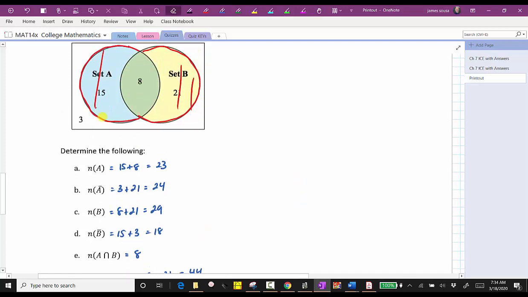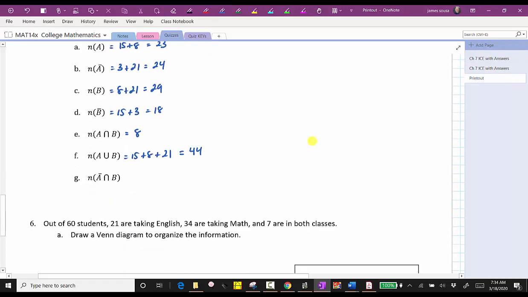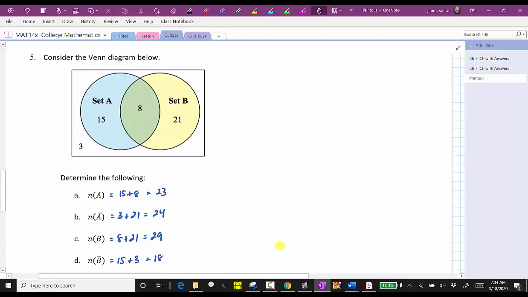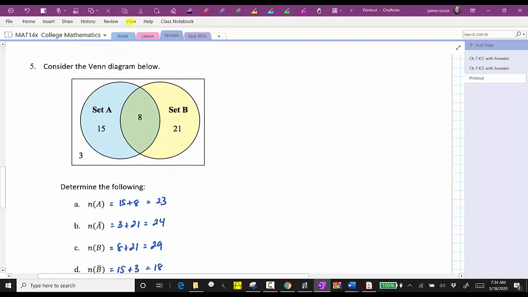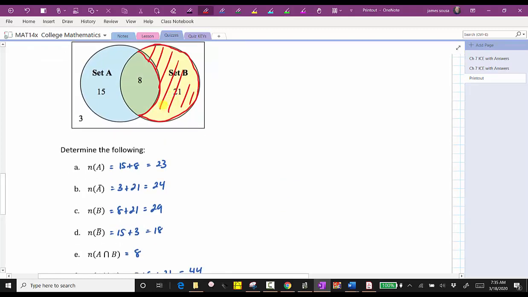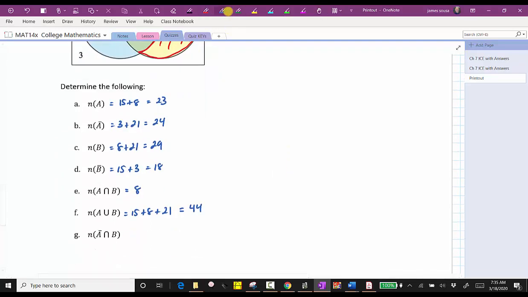And then finally, we have the cardinality of A complement intersect B. So let's first shade the region that contains the elements not in A and in set B. So not in A and in set B would be the elements only in set B, this set here. Again, this region represents the elements that are in the intersection of set B and A complement, or not in A. So the answer is 21.